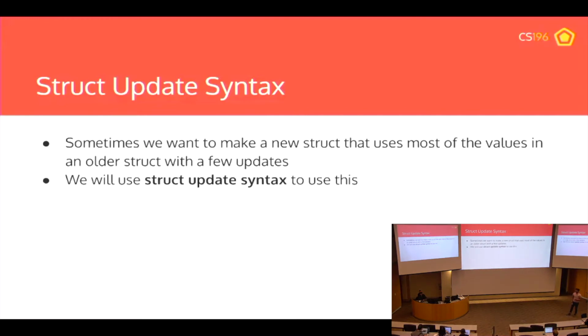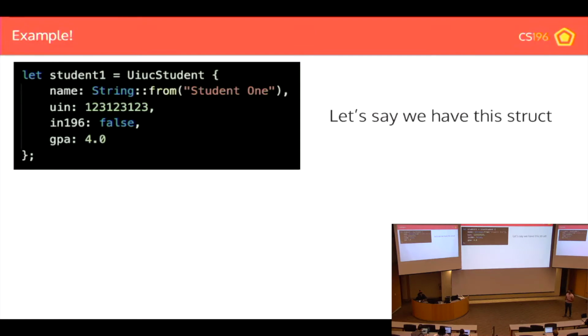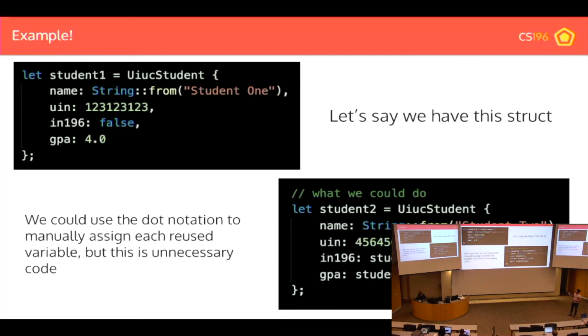But sometimes, let's say we want to make a new struct that uses most of the values in an older struct with a few updates. And for this, we're going to use struct update syntax. So let's say we have this struct over here. So we have a new student whose name is student1, their UIN is that number, their non-196, and their GPA is 4. And we want to make a new student called student2 with these values. So this is what we want.